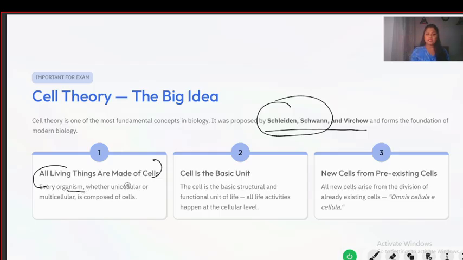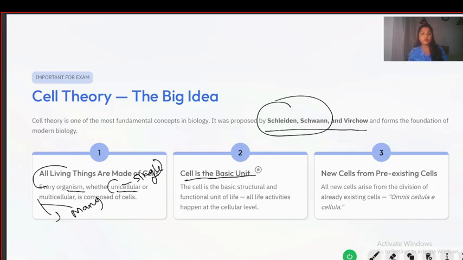Okay, every organism, whether unicellular or multicellular. In the last video we have understood what we mean by unicellular and what we mean by multicellular. If you have any doubts regarding it, please watch the previous video. But still I will explain. Unicellular has a single cell, okay, and multicellular has many cells, not only 2 or 3, many cells. Okay, second postulate: cell is the basic unit of life.